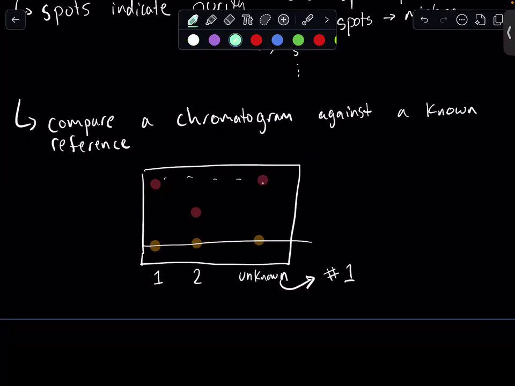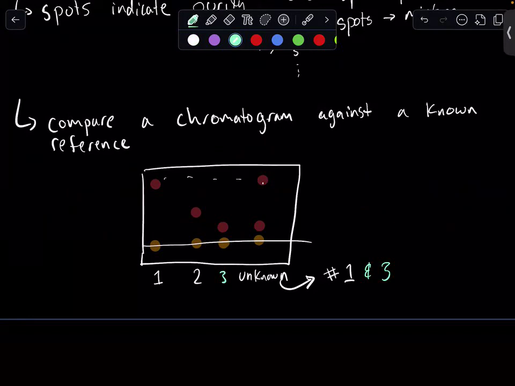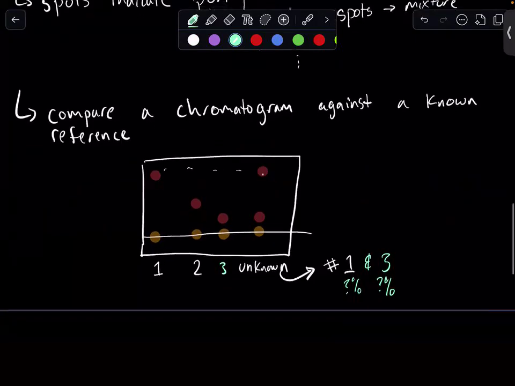Furthermore, if we threw a number 3 in here that starts here, and 3 goes here and our unknown is here and here, we know unknown is now number 1 and 3, but again, we don't know the percentage. So it could be any percent and any percent. So once again, this is qualitative. It'll tell us what it is, but it won't tell us how much. It won't give us an actual value of how much it is.